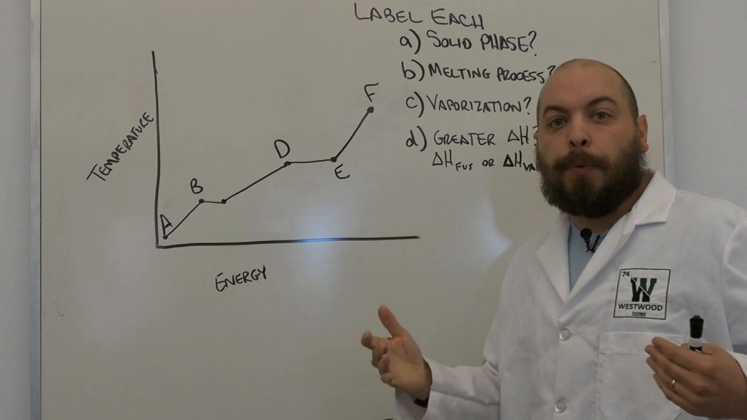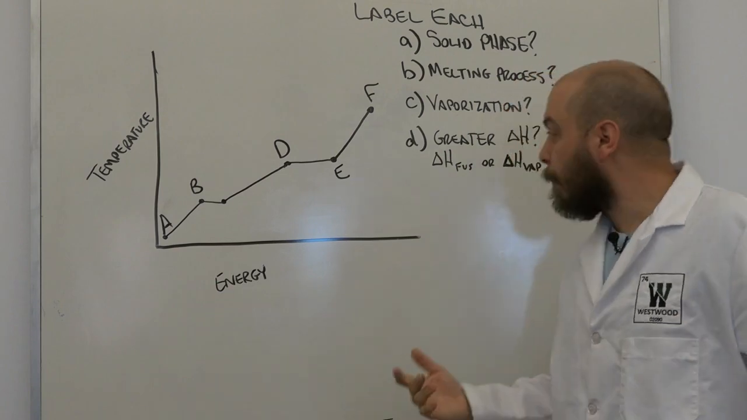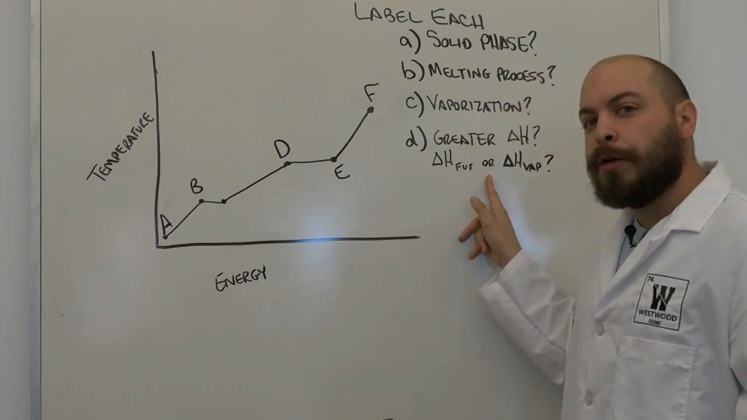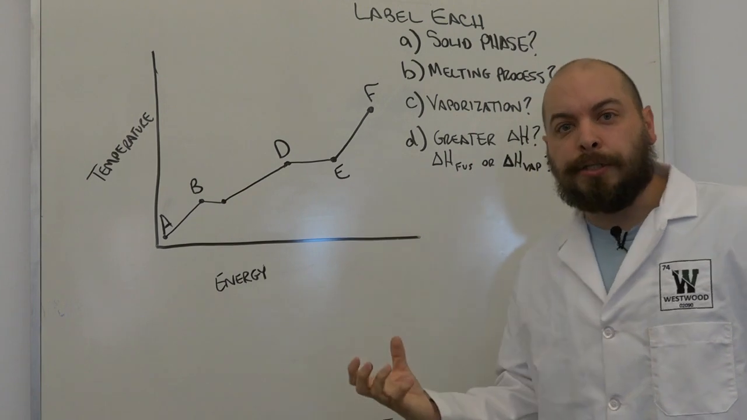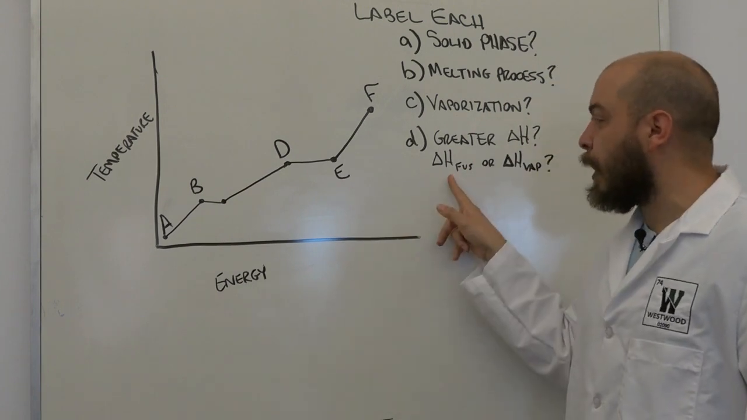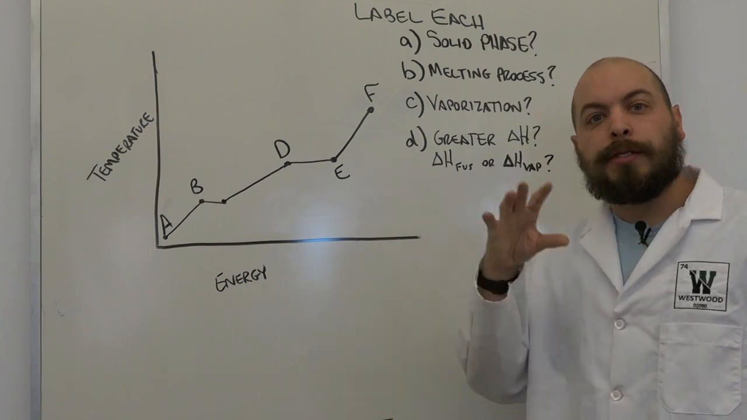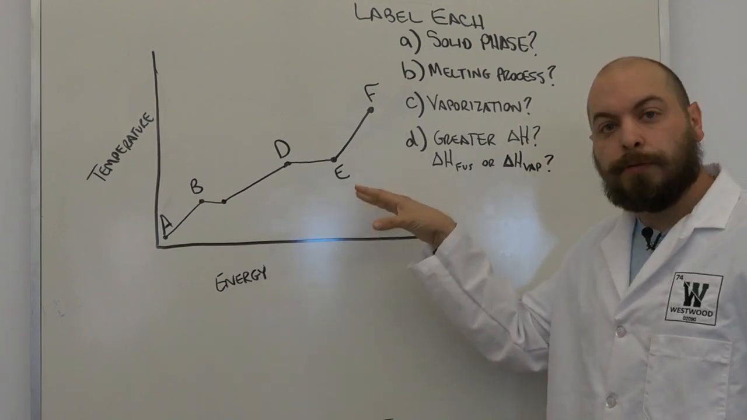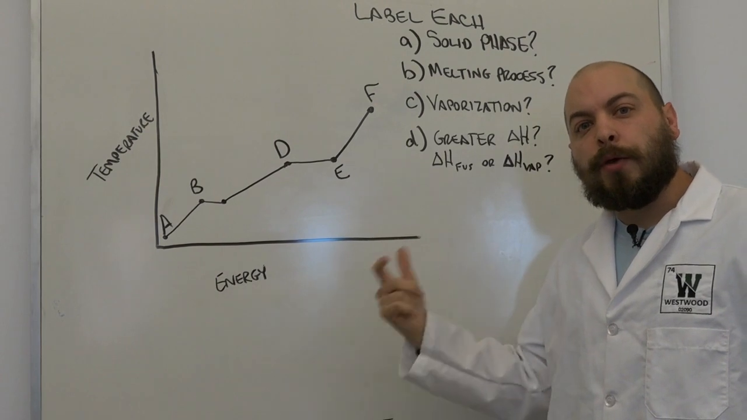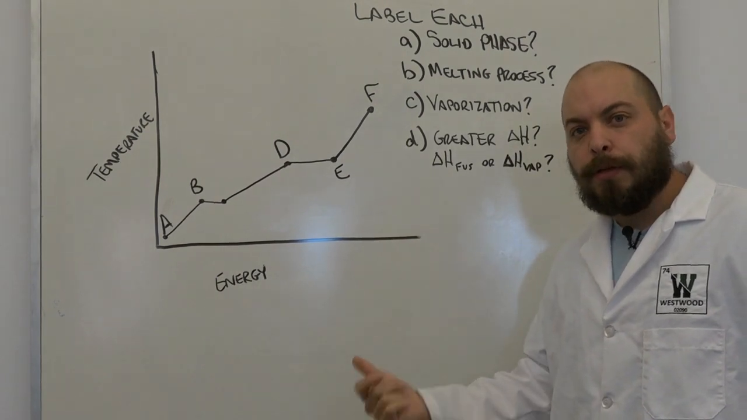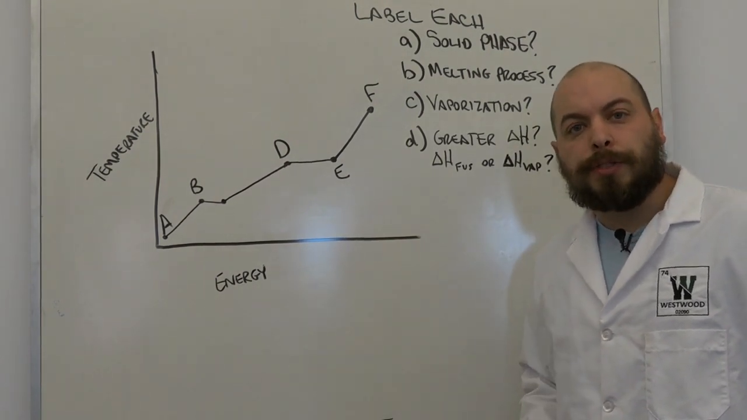Vaporization. So at what points is vaporization occurring? And where is my delta H magnitude going to be greater? Would it be the delta H of fusion or the delta H of vaporization? So take a few seconds to label your curve. When you're done, go ahead and unpause the video. Come back and we'll go through it together.